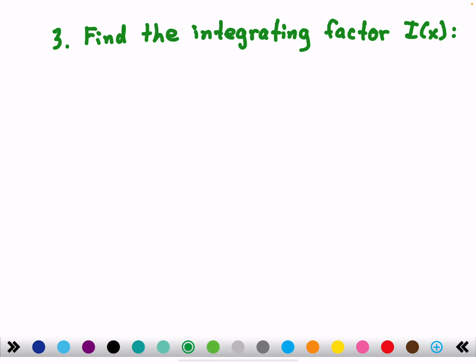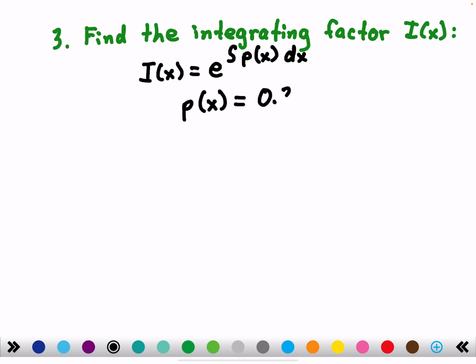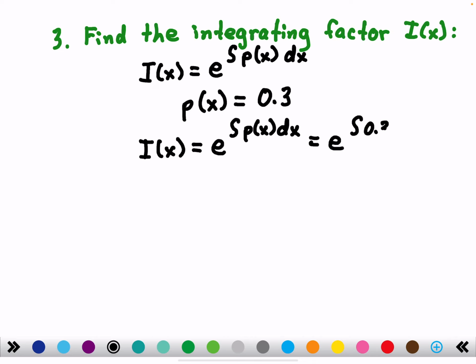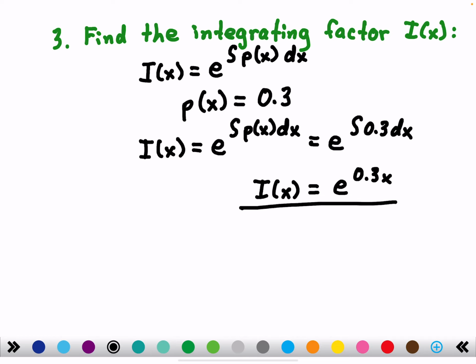Step number 3. Find the integrating factor I sub x. Now the integrating factor I sub x is equal to e to the power of the integral p sub x dx. And from our previous work, in step 2, we identified p sub x to be 0.3. So here, I sub x equals e to the power of the integral p sub x dx, which would be e to the integral of 0.3 dx. The integral of 0.3 dx is just 0.3x, so I sub x is e to the 0.3x.